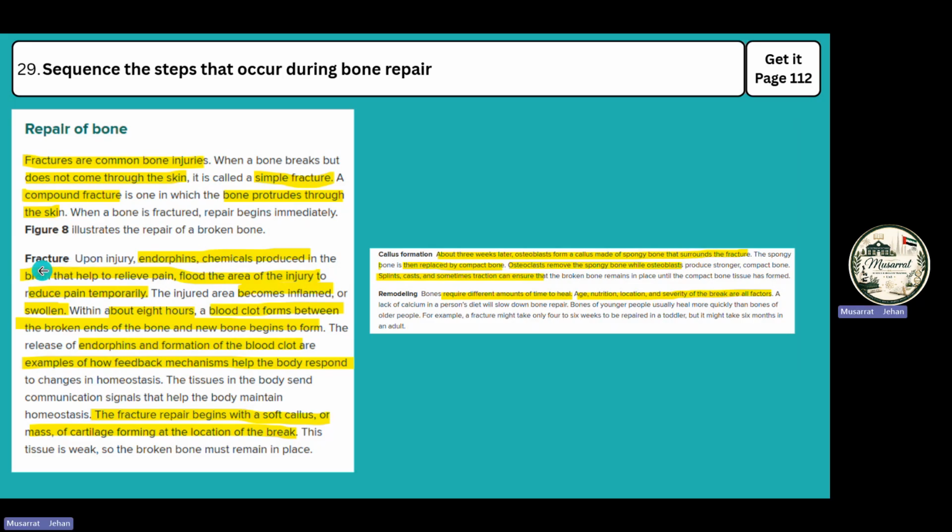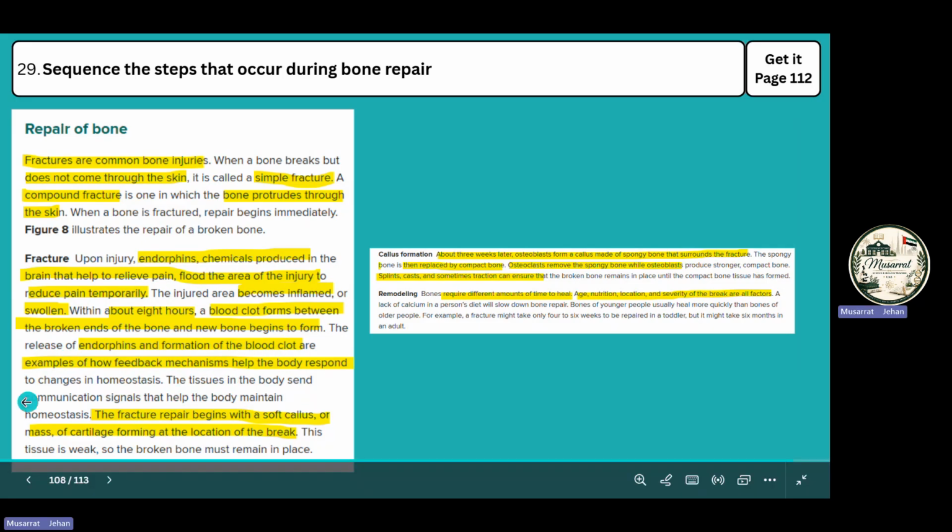When there is a fracture, endorphins are chemicals produced by the brain. They will relieve the pain, flooding the area of the injury and reducing pain for some time. Then, secondly, it becomes swollen, inflamed. In about 8 hours, a blood clot will be formed. Broken ends of the bone now begin to form. The release of endorphins and formation of the blood clot are feedback mechanisms. Then the tissues of the body communicate signals to the body.